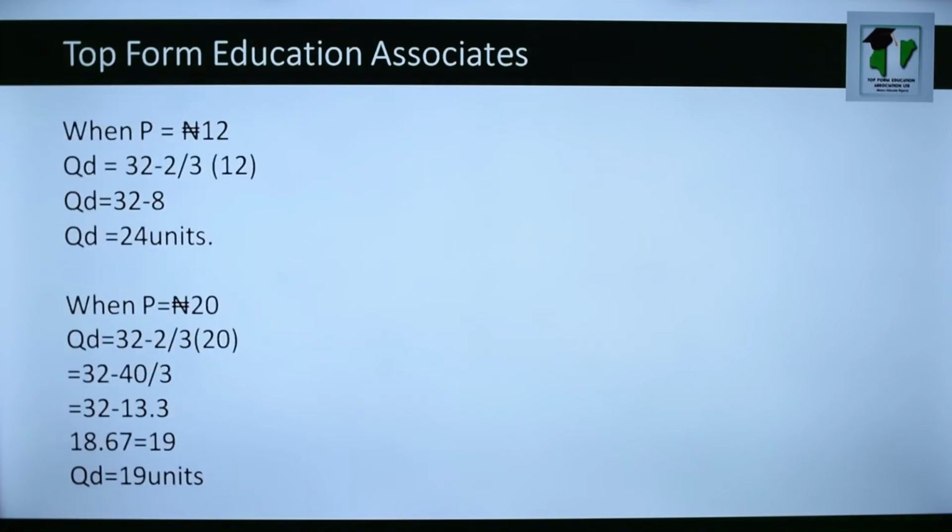When P is 12, when the price is 12, what's the quantity demanded? Quantity demanded, you substitute P here. So this one gives you 32 minus 2 over 3P, which is 12. 3 will divide itself 1, divide this one 4. 4 times 2 will give you 8. So 32 minus 8 will give you 24 units.